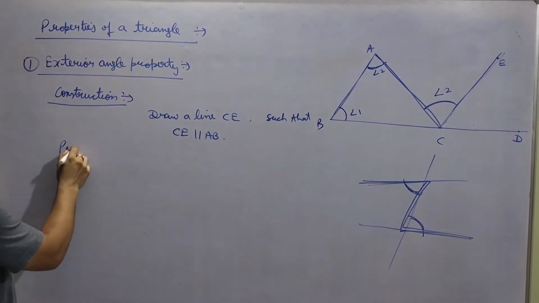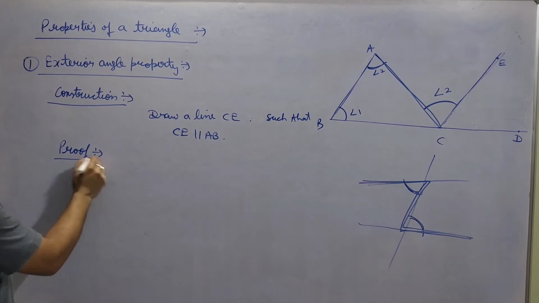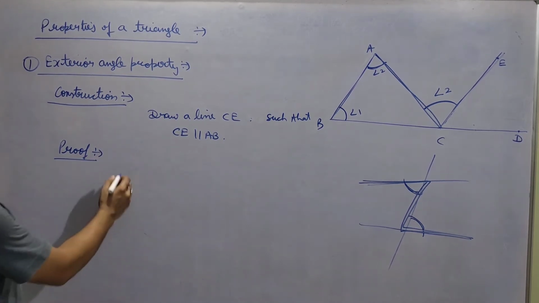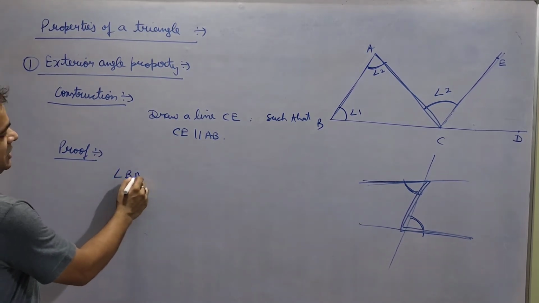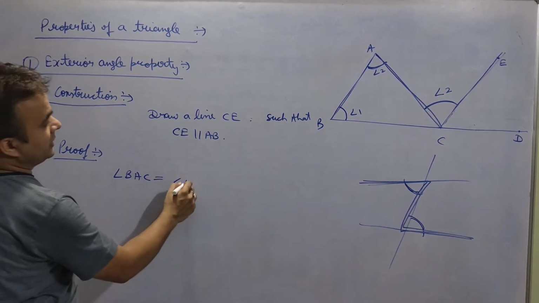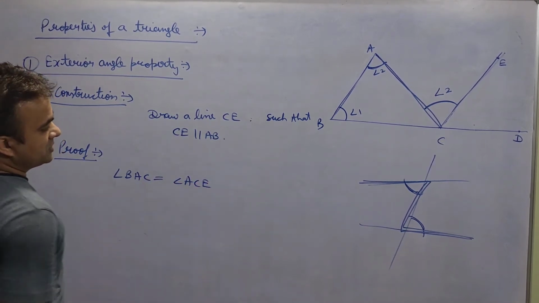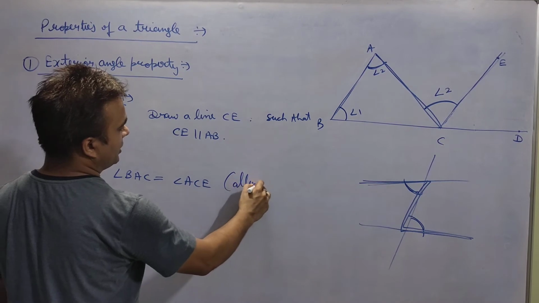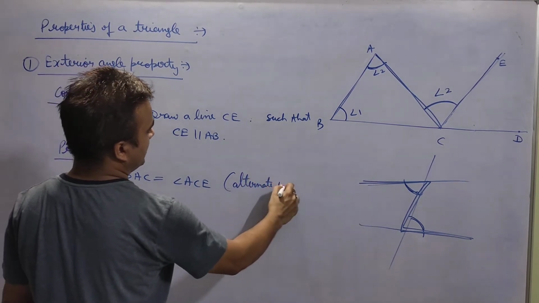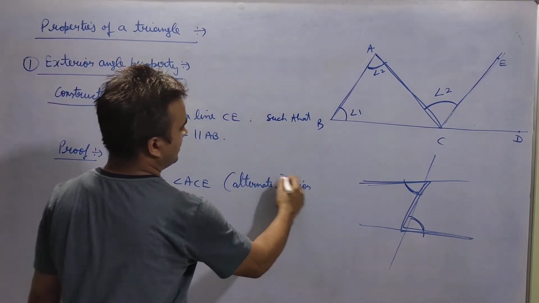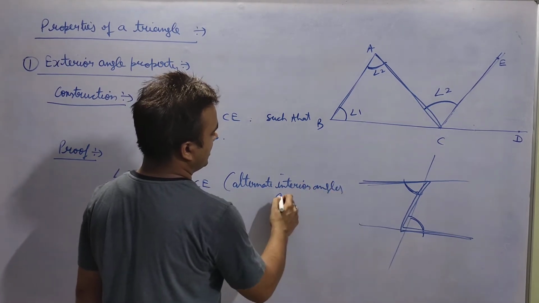Now I am coming to the proof part. Proof part is: angle BAC is equal to angle ACE. Reason: alternate interior angles are equal.